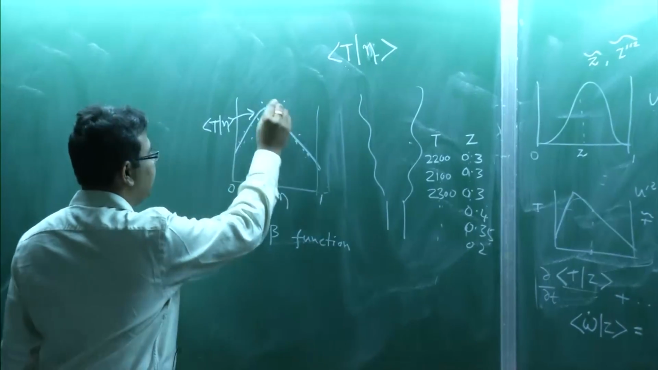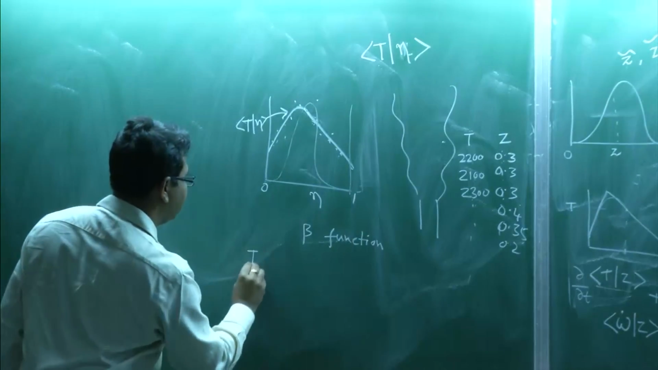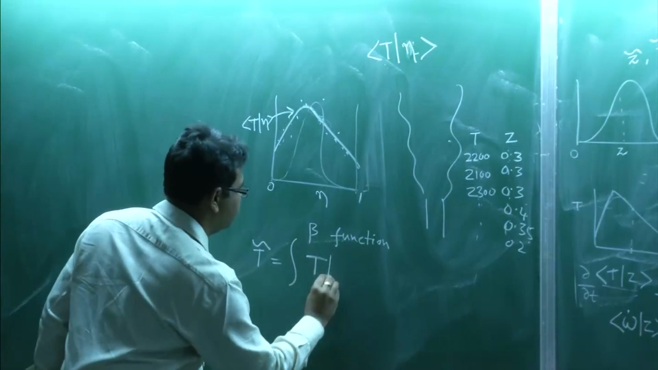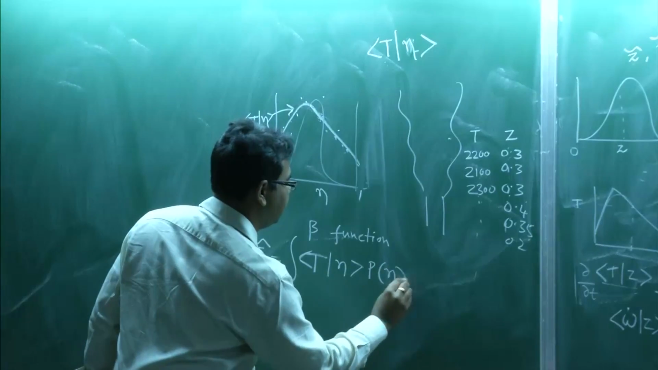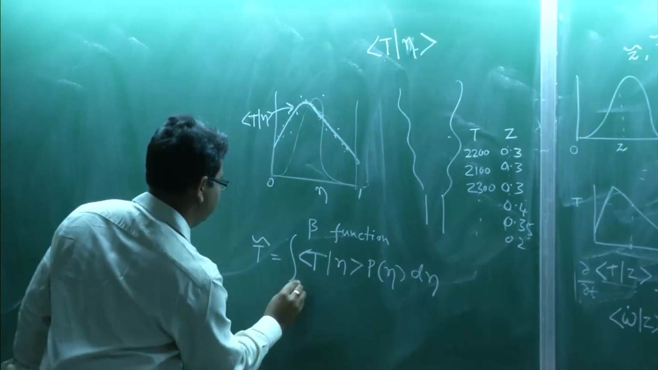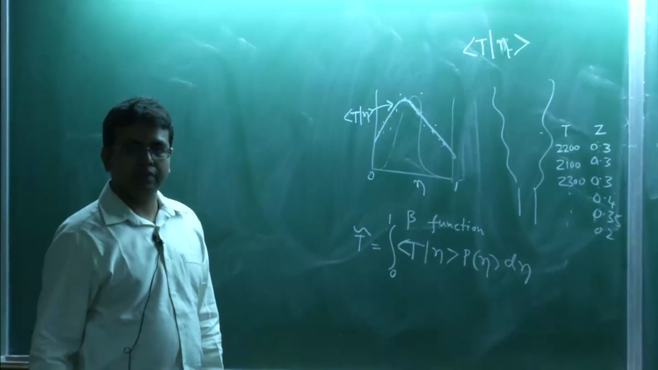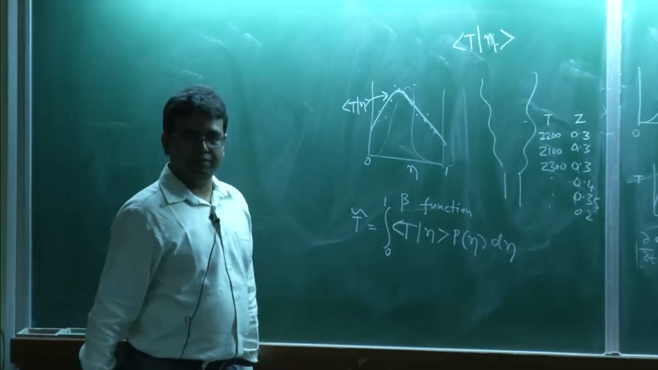So if you know T of eta, and let's say you have some PDF, you can calculate the mean temperature. So the mean temperature will be T of eta multiplied by P of eta d eta. You have to carry out the integration between 0 and 1. Then you recover the mean temperature and mean composition from this.